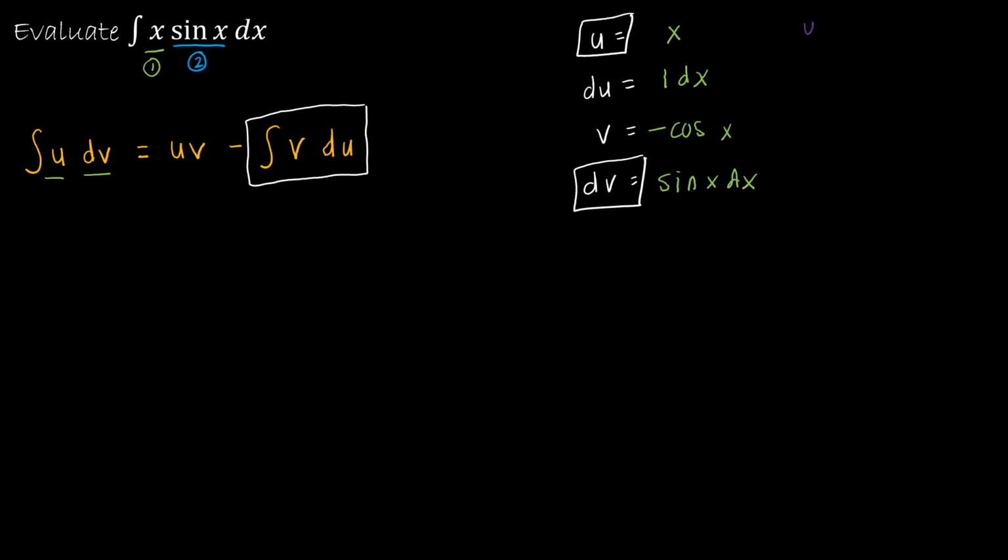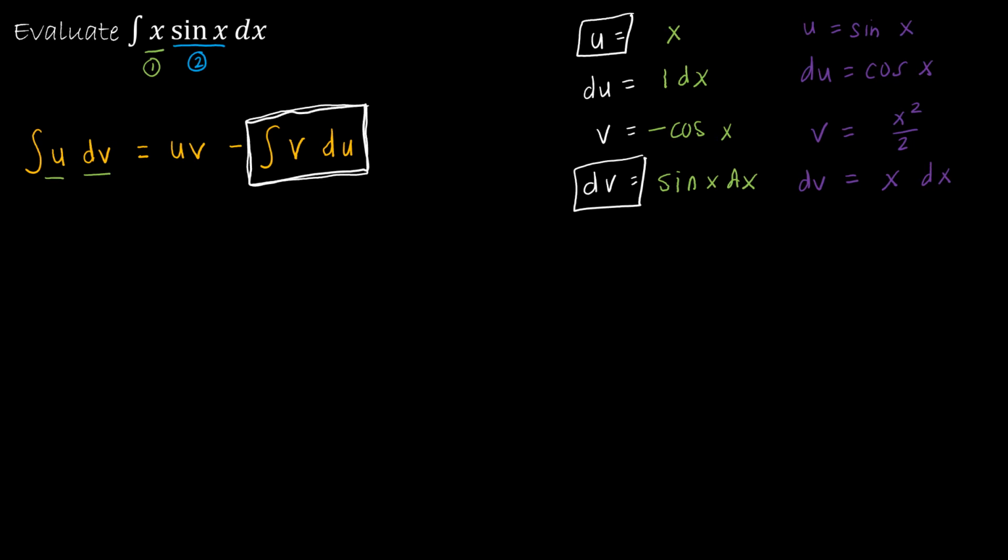Remember, the other option was to set u to be equal to sine of x and dv to be equal to x. Now, if I choose this method, then I would have to integrate dv, which is x, to find v, which would give me x squared over 2. And I apologize, I forgot the dx here. And then I would have to find the derivative of u, which is sine of x, to find du, which would be cosine of x. Now, between the two, let's think about what would happen here.